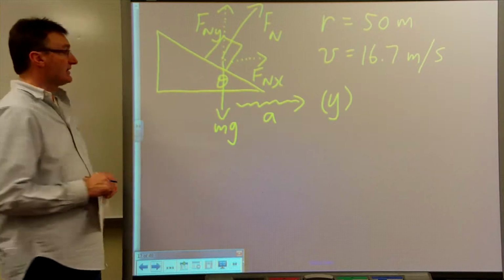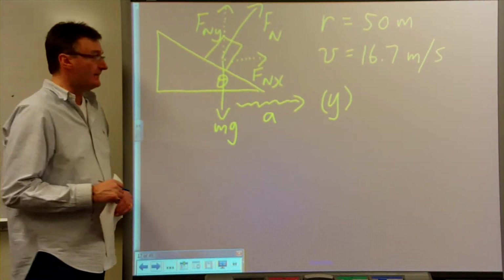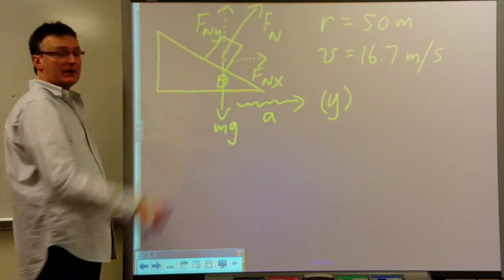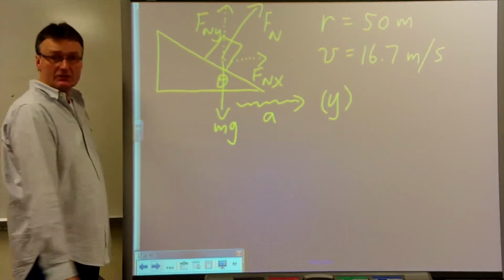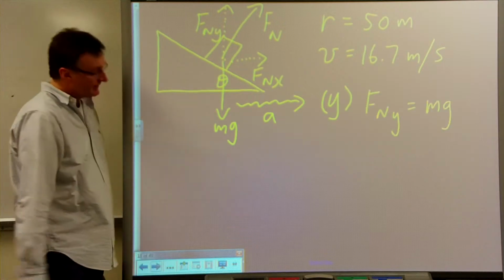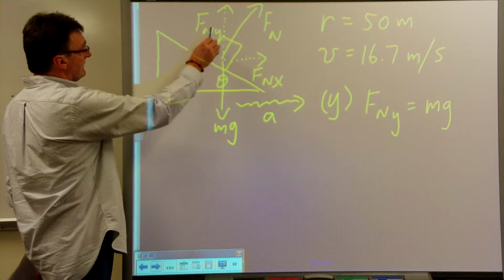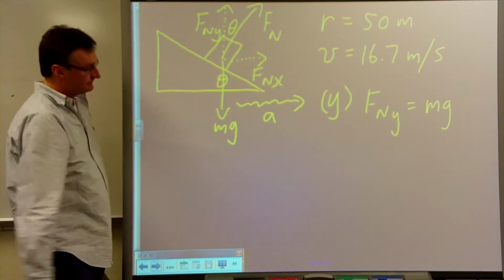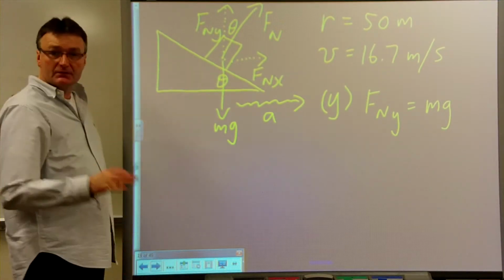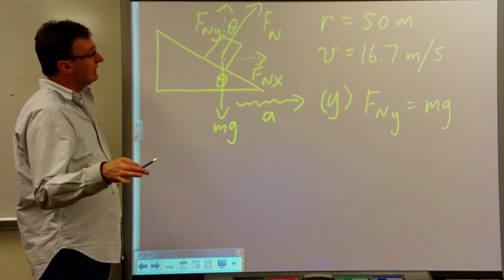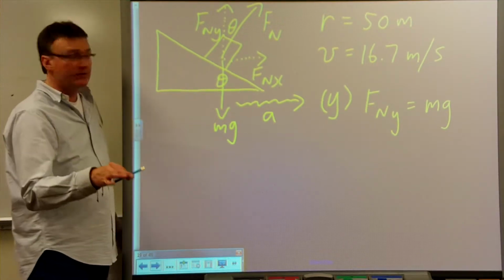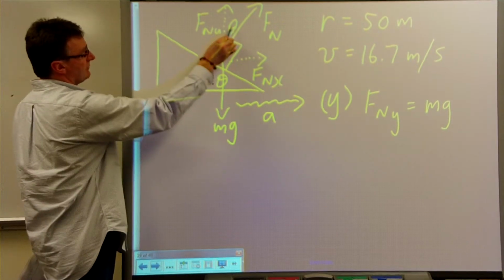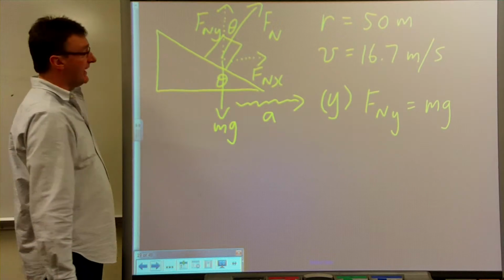And let's look at the forces in the y direction here now. We need balanced forces because there is no acceleration in the y direction, so the forces in the y direction have to be balanced. And so the y component of the normal force then has to equal mg. Now, you need to be a little careful with your geometry here. If this is our angle theta right here, then this also will be our angle theta.